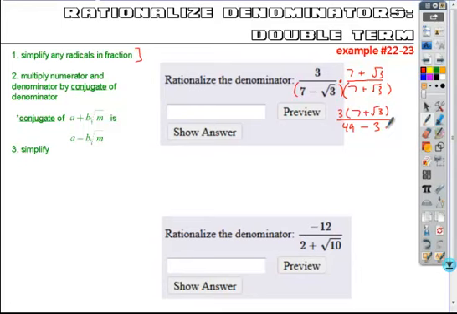So you're going to wind up with 49 minus 3 in the denominator. When you simplify what that gives you, you get 46. And then you would look to see, can you simplify your fraction any further? Does 3 go into 46? No. And so this is your answer.